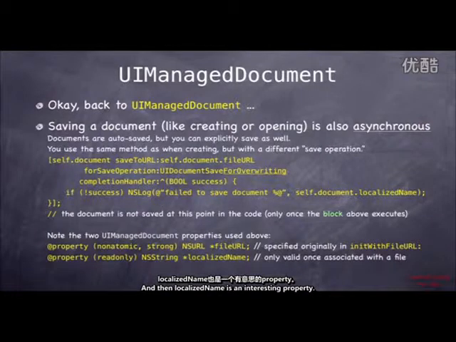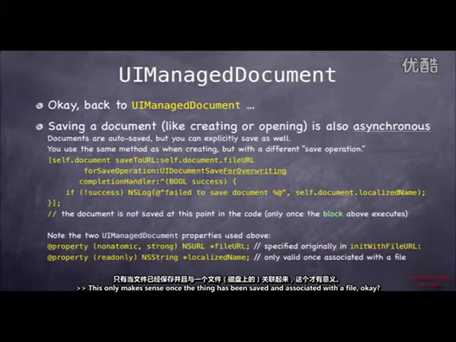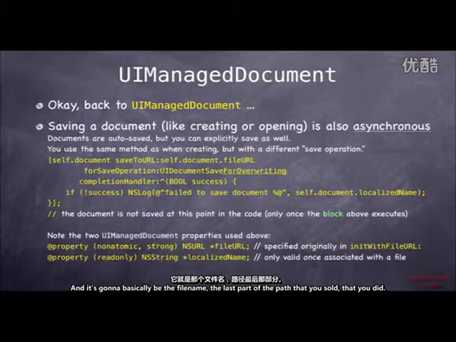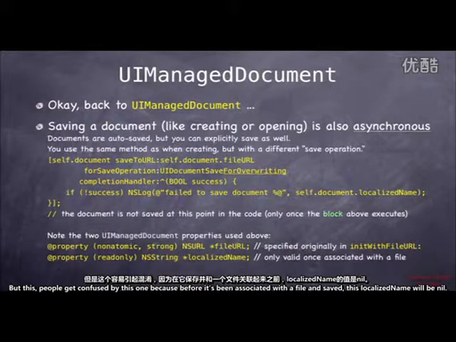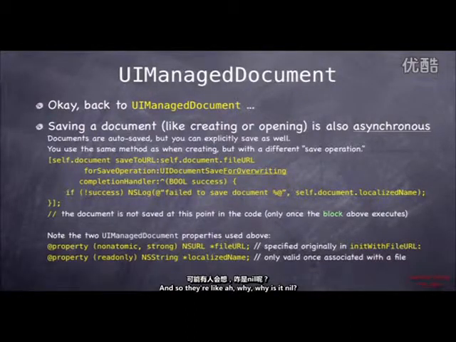And then localizedName is an interesting property. It is the localized name of the document from the user's point of view. This only makes sense once the thing has been saved and associated with a file. Okay, and it's going to basically be the file name, the last part of the path that you did. But people get confused by this one because before it's been associated with a file and saved, this localizedName will be nil. And so they're like, why is it nil? Okay, well, you got to save it first.